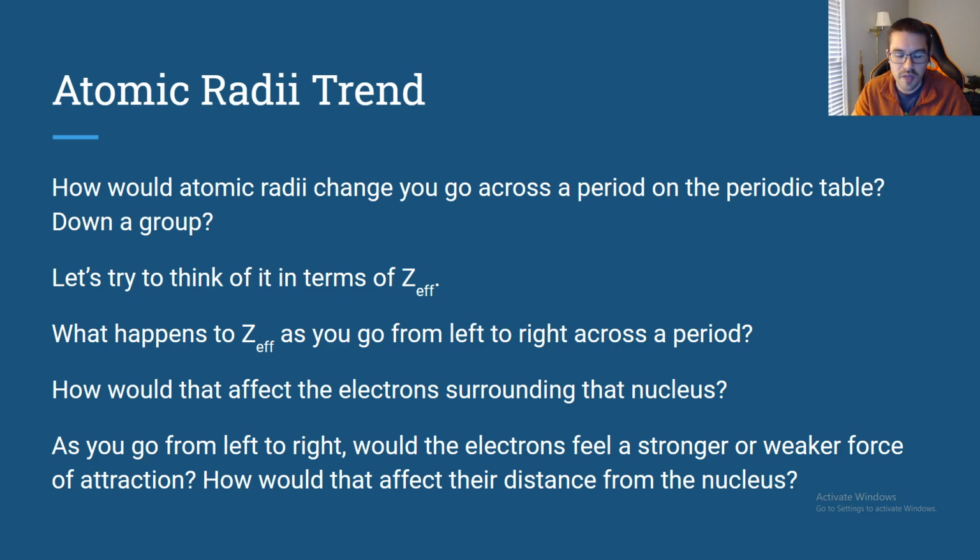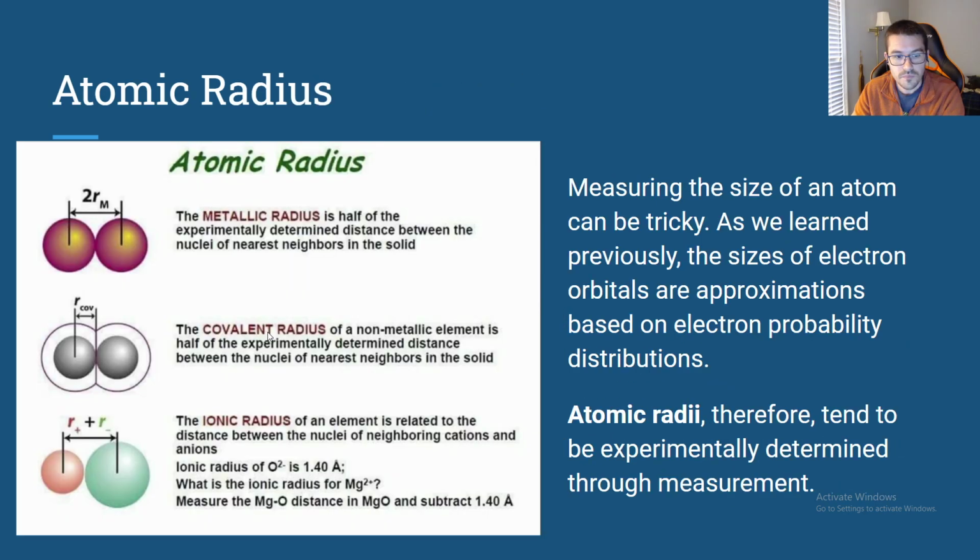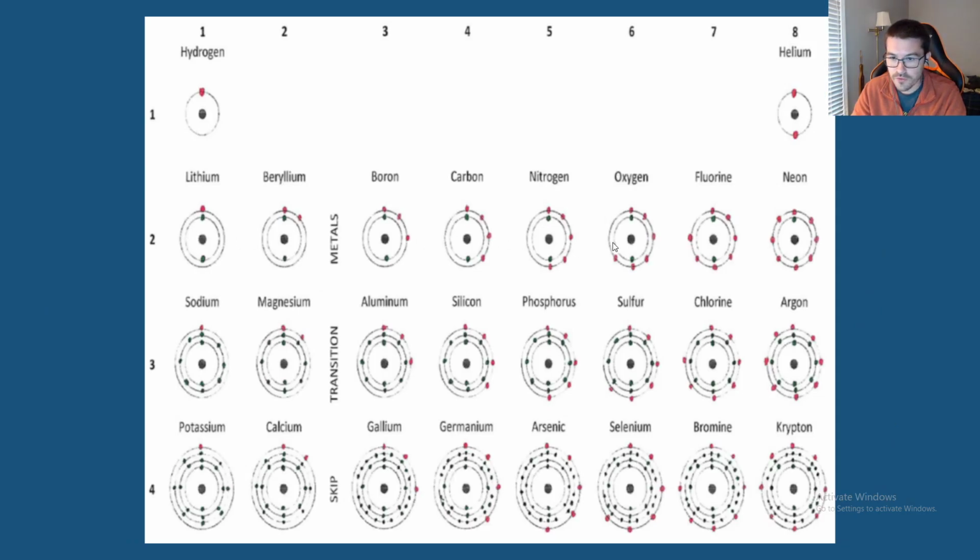You've got to be able to explain things from the principles, right, from the nuclear charge, Coulomb's law, distance, from those sorts of arguments, okay? All right, so let's try to think of this in terms of the effective nuclear charge, right? What happens to the effective nuclear charge as you go from left to right? Well, as you go from left to right, effective nuclear charge increases, right? Due to that increasing number of protons and the same valence level.